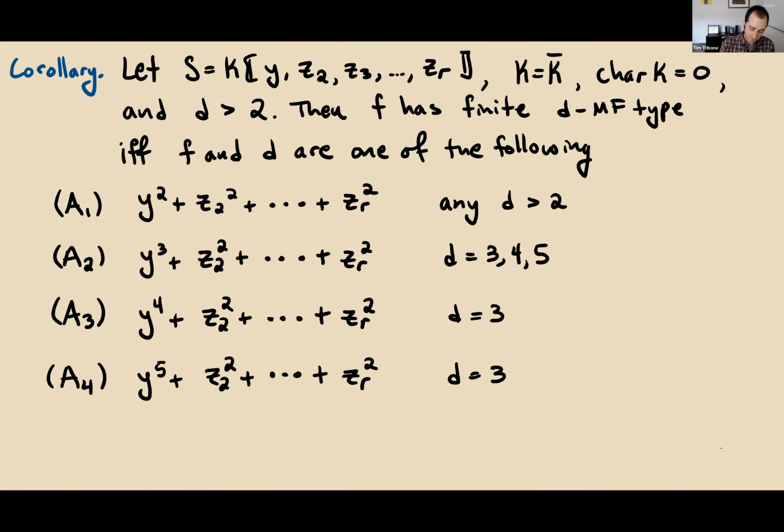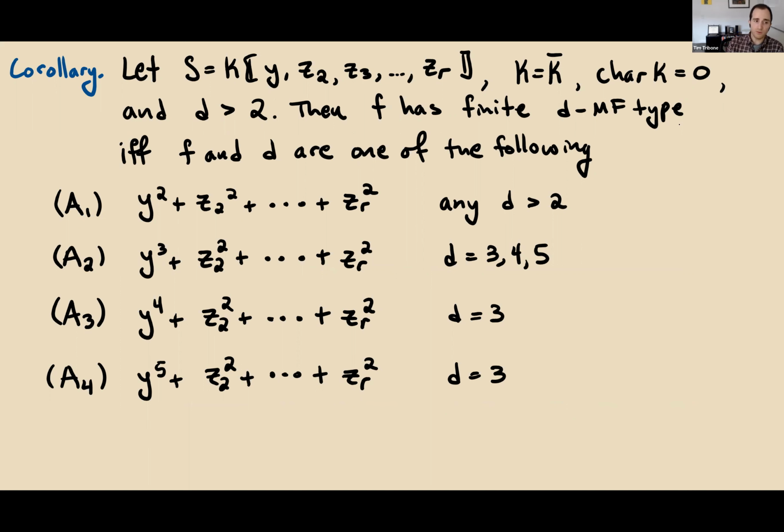if you're going to have finite D-fold matrix factorization type, you have to be of type A_n, basically. So I'll just spell this out and then I'll wrap up from there. So again, we're in a power series ring, algebraically closed field, now of characteristic 0, and I'm talking only specifically about the case d greater than 2 here. The case d equals 2 is really the classification of simple hypersurface singularities. So this is only for d bigger than 2.